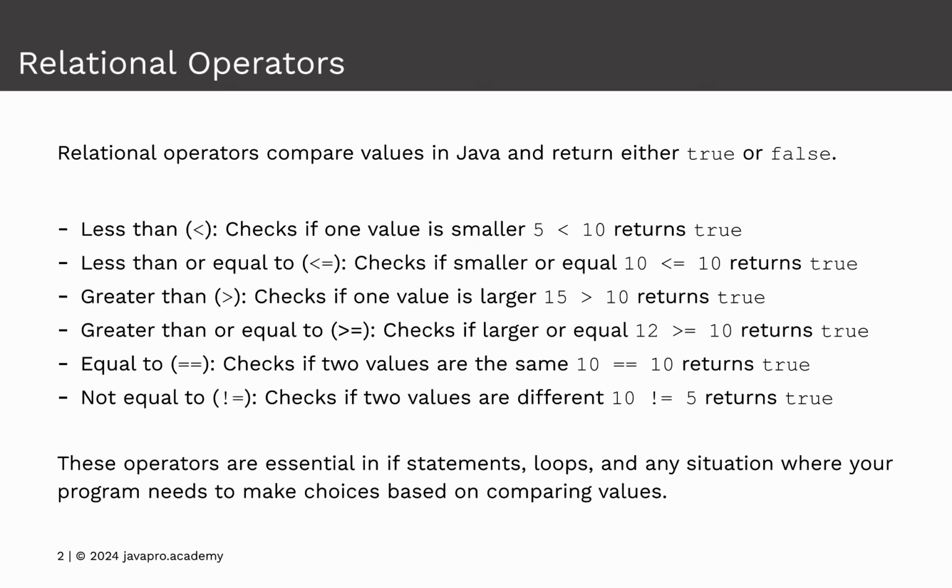These operators are everywhere in professional Java programming. You'll use them in if statements to control program flow, in loops to determine when to continue or stop, and in any situation where your program needs to make a choice based on comparing values. Mastering these operators isn't just about writing comparison code. It's about understanding how programs make intelligent decisions. Now that we understand what these operators are and why they matter, let's see them in action and discover how each one behaves with real numbers.